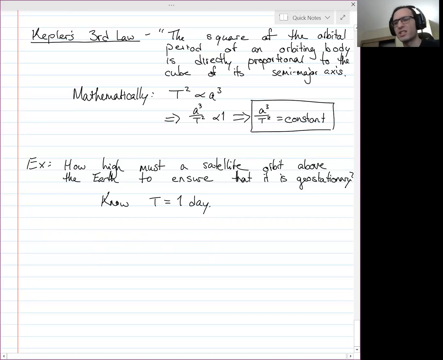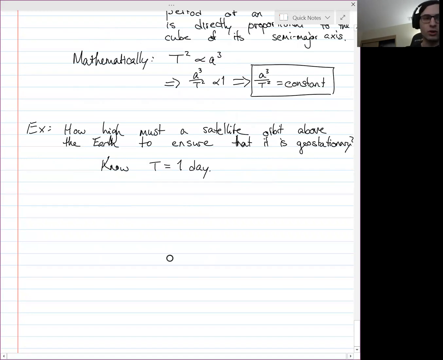And also we know that it has to be above the equator, because if it's not, then you can orbit at a different angle, but it would make things not line up anymore. So what we have from Kepler's third law is that there's some constant which is equal to the radius of the orbit, which will tell us something about the altitude, cubed, because we're assuming it's circular, divided by 1 day squared. And so what we're going to want to do is determine this constant and then use that to solve for the radius of the orbit.